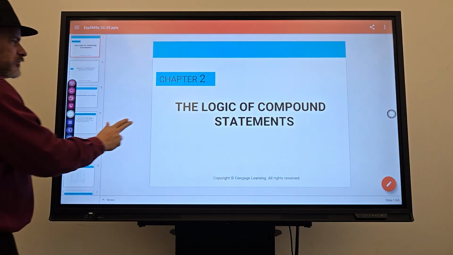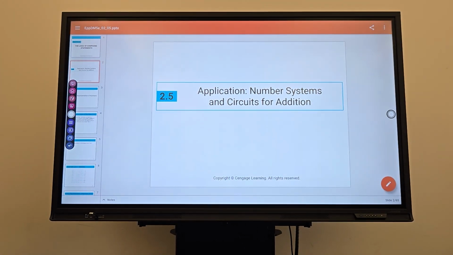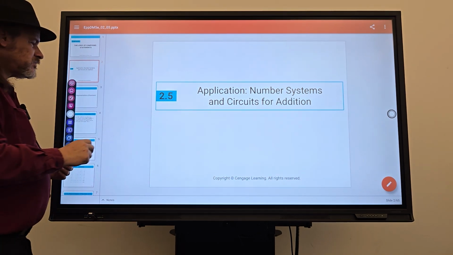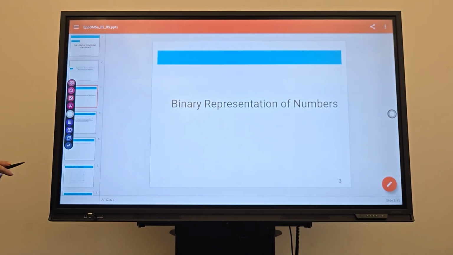Logic of compound statements and the number systems and circuits for addition. Remember number systems from digital logic? And go through them again. Representations of numbers. First with binary.